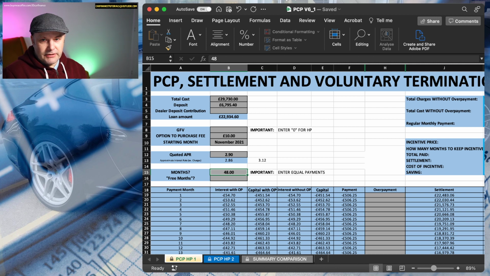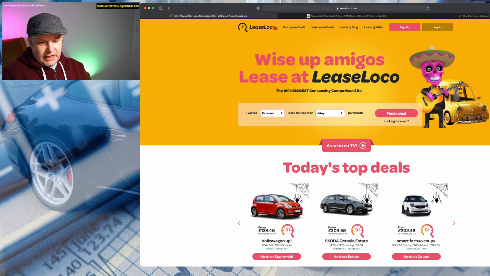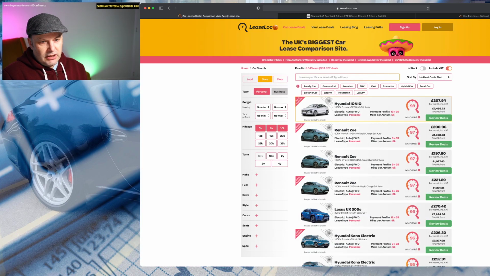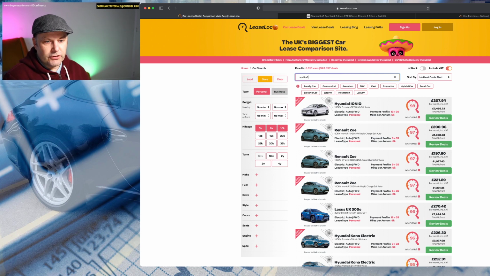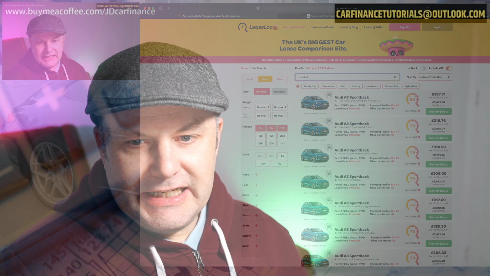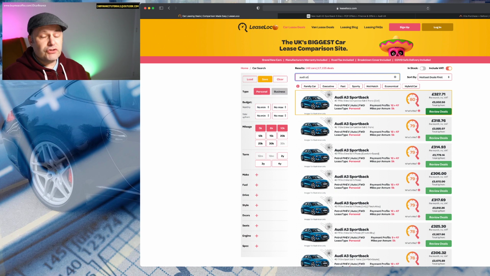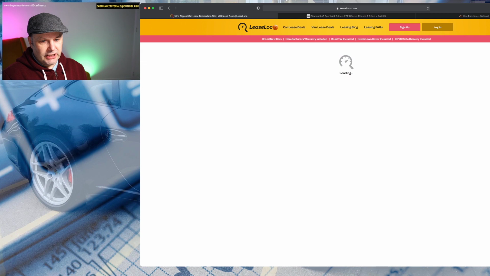Right, the last option we're going to look at today, and I might tie this into salary sacrifice as well, is a lease. So if you're looking to lease a car, a really good website is leaseloco.com. You can find anything you want on here. So let's say, I'll tell you what, let's try the Audi A3 again. See what comes up. Audi A3 Sportback on a lease. Let's have a look at this. I've done some videos comparing lease to PCPs on specific cars, so that's always worth looking at.